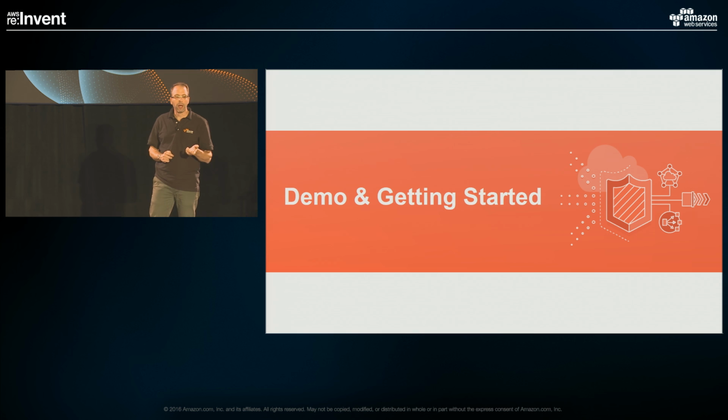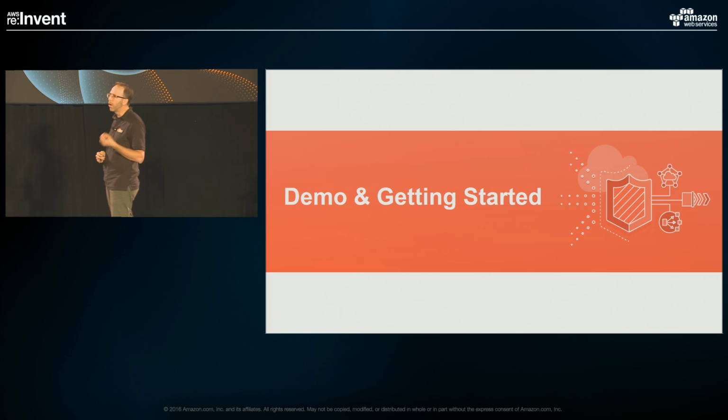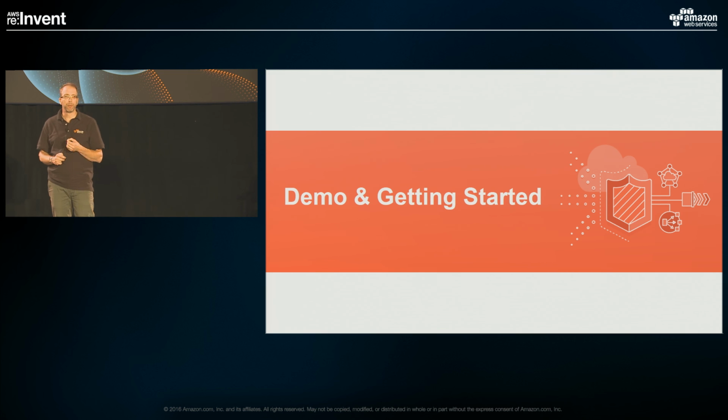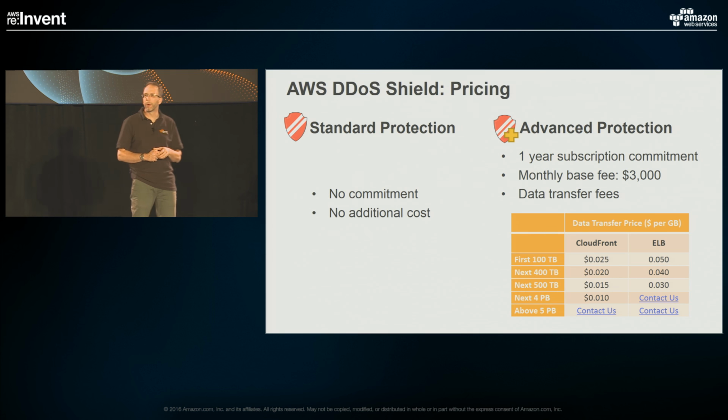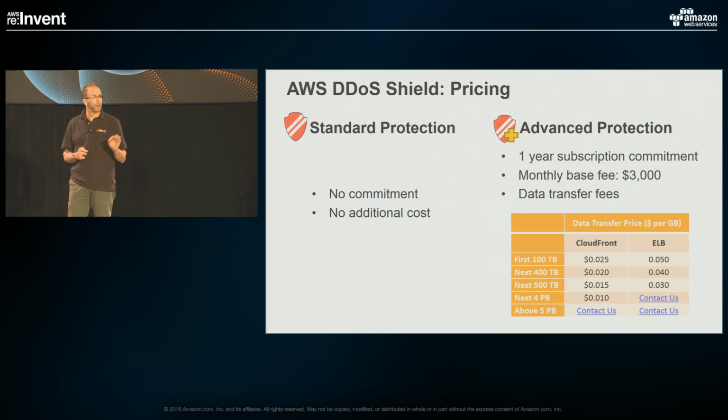So with that, let's talk a little bit about how you get started with AWS Shield. And as part of that, I think it's good to talk about pricing. It was covered a little bit in Werner's keynote. We can talk about it a little bit more here. Beginning with standard protection, again, no additional cost to you, no commitment. It's just part of what you get when you use AWS.